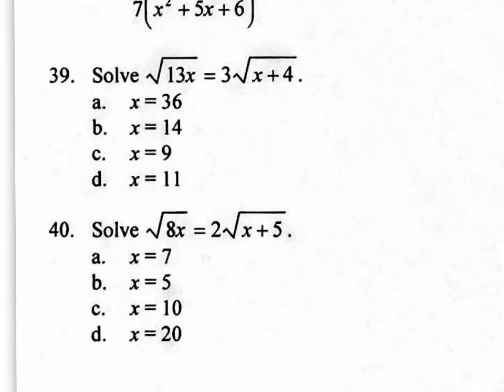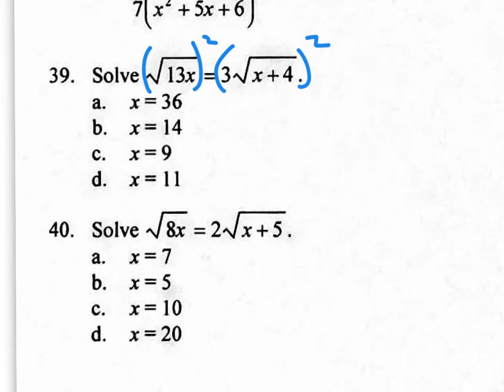Okay, so on number 39 and 40, we have equations that have radicals in them. They have square roots in them. And we should all remember that when you're solving an equation and you want to get rid of something, you do the opposite. So the opposite of a square root is square. What you do to one side, you do to the other side. So by squaring it, it'll get rid of the square root.